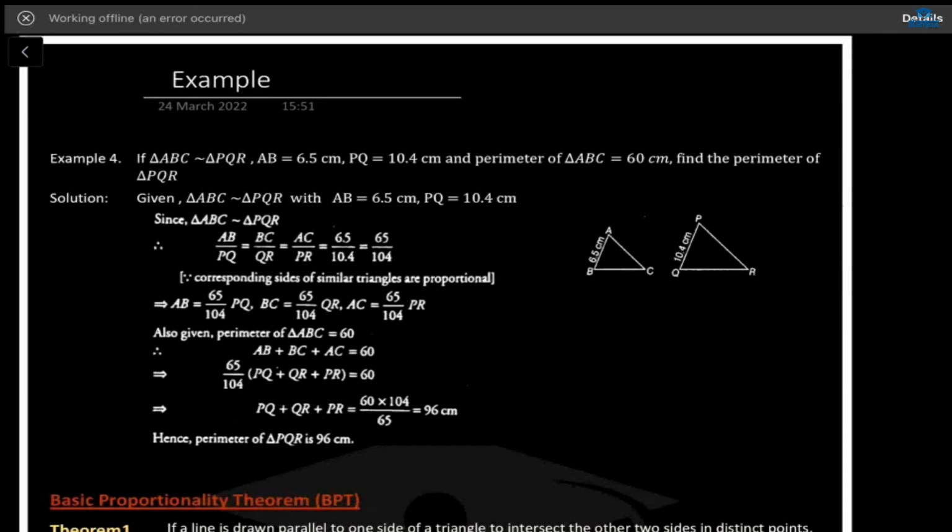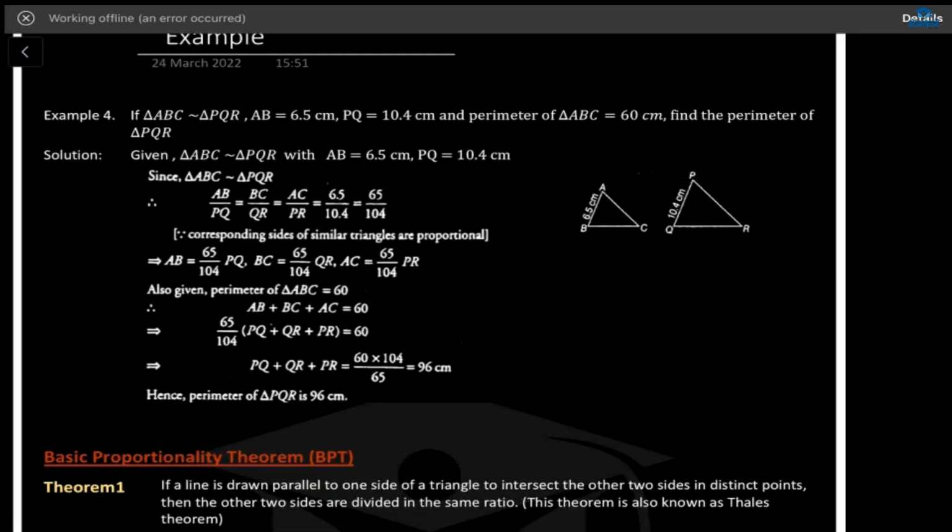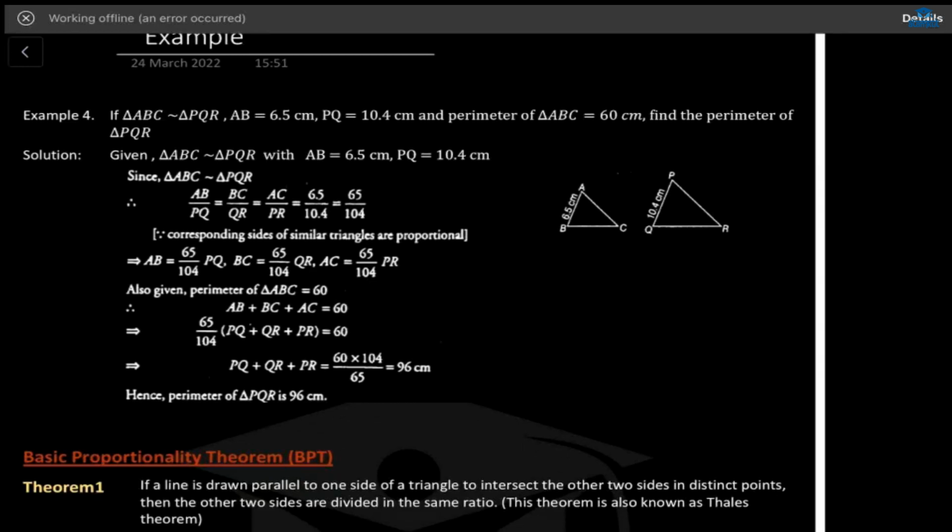Let's check one question on the basis of the similarity of triangles, that how can you say that both the triangles are similar or not? Just a simple question. Here it is telling you in the question that triangle ABC is similar to triangle PQR. It is given that AB is equal to 6.5 centimeter, PQ is equal to 10.4 centimeter, and the perimeter of one triangle is given. Find the perimeter of the other triangle. Let us copy this and just do the question.